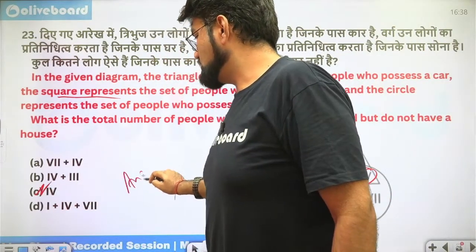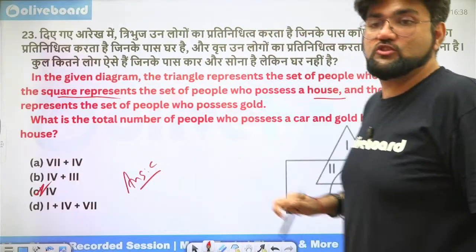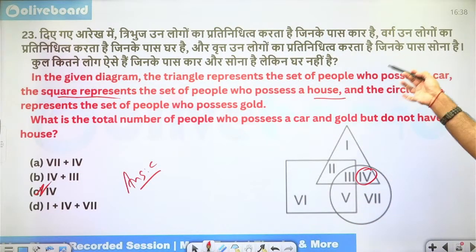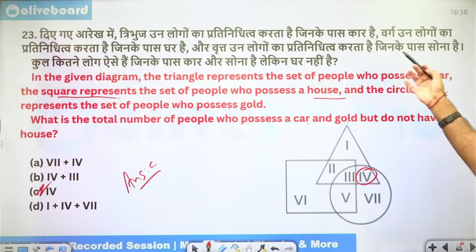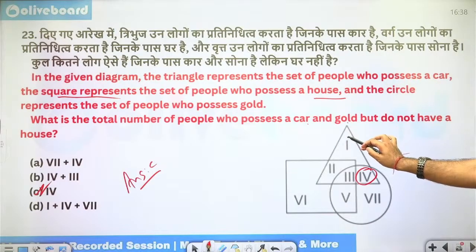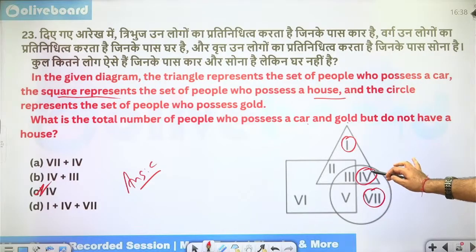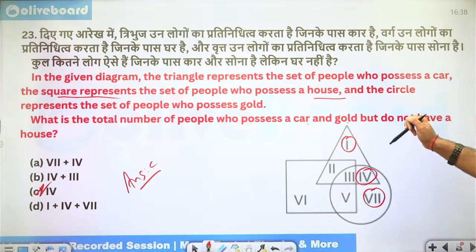But there is a confusion here for a lot of students. Those who read the whole question, they get stuck in a problem. They look at option D and they think that they should have a car and gold but not a house. So these people have a car, these people have gold, and these people have both of them. So I think I can count 1, 4 and 7, right?